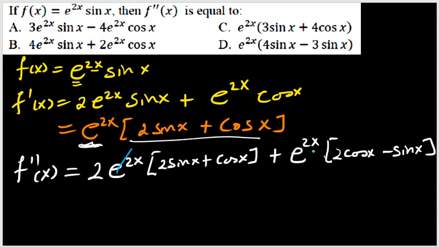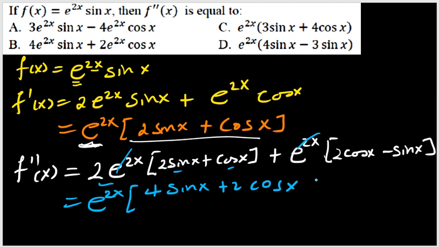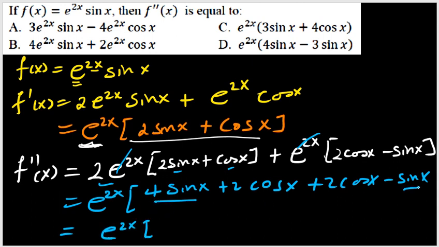Again let's take out e to the power of 2x outside. Then what remains? These two will multiply each of them. It's going to be 4 sin x plus 2 cos x plus 2 cos x minus sin x. So finally this is going to be e to the power of 2x in big brackets 4 sin x minus sin x will be 3 sin x plus 2 cos x plus 2 cos x is going to be 4 cos x. So the answer should be C.